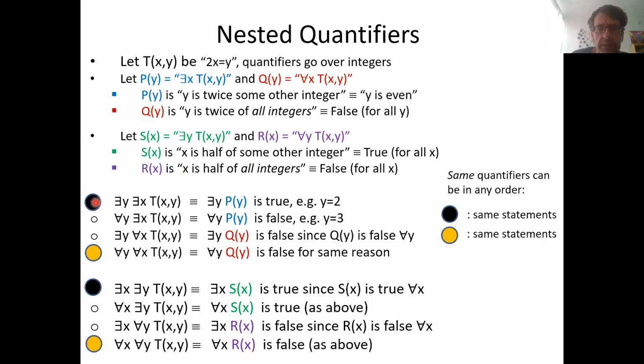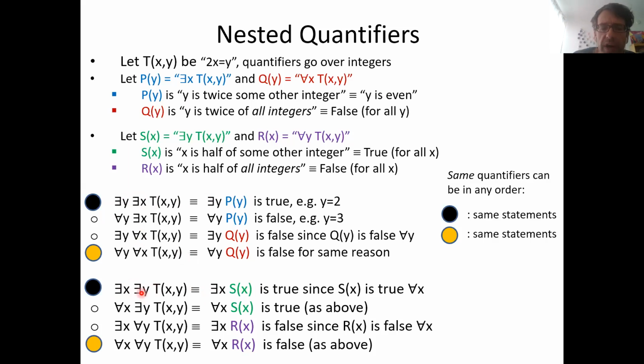So the relations are that if you have a sequence of same type of quantifiers, there exists a y such that there exists an x which makes this true, I can reorder the order of these quantifiers. I can express it this way, right? And I had a different argument for why that was true, but the fact that it's true or not did not change.